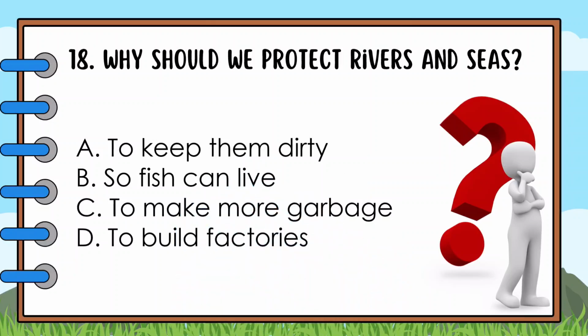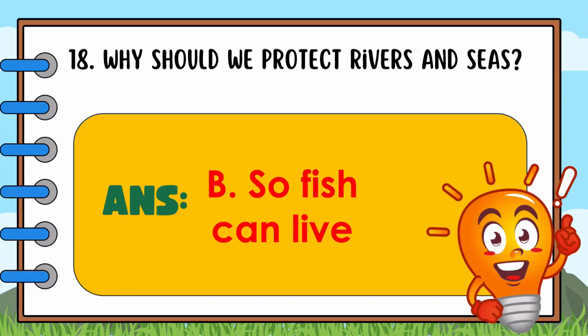Why should we protect rivers and seas? A. To keep them dirty. B. So fish can live. C. To make more garbage. D. To build factories. The answer is B. So fish can live.